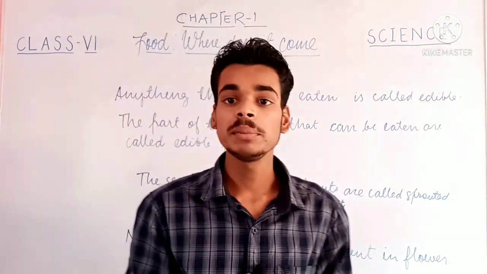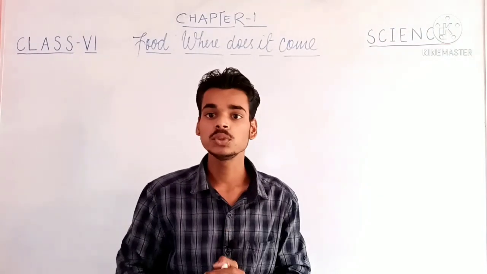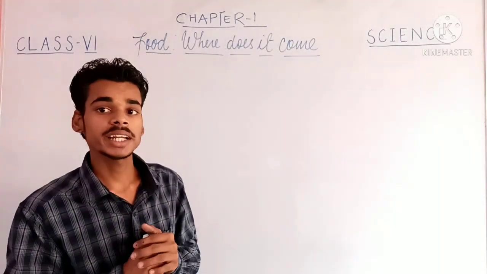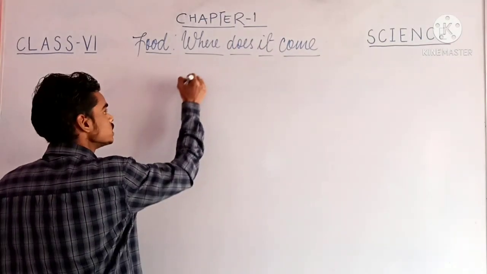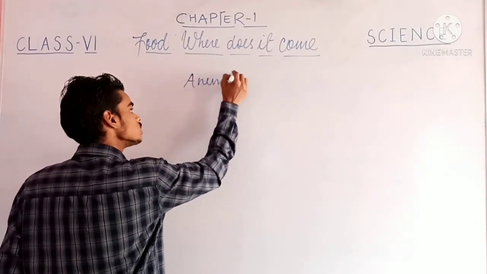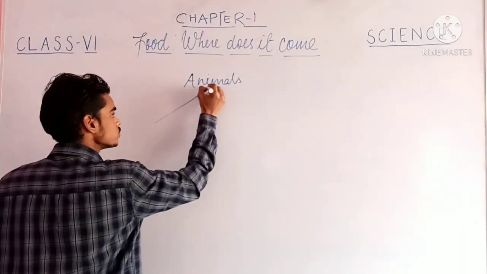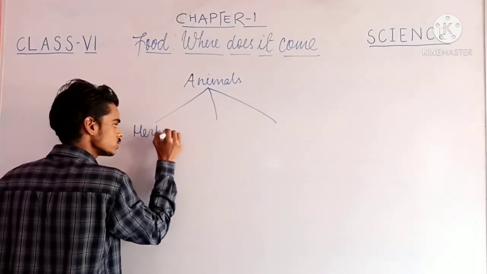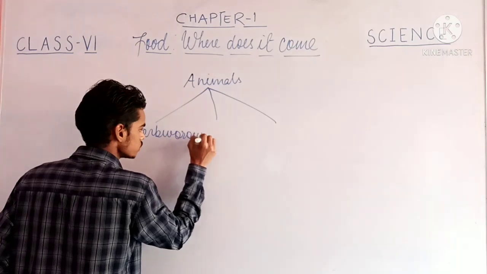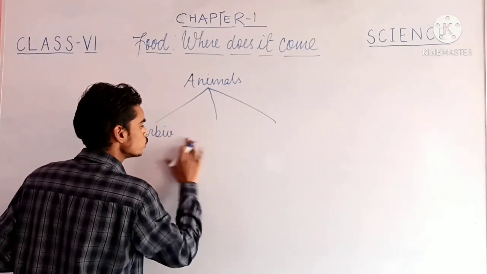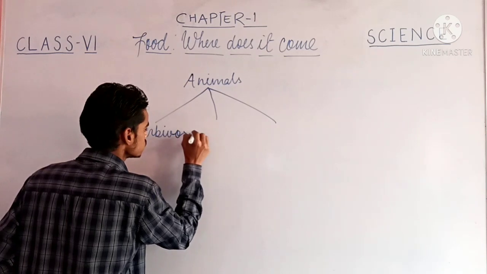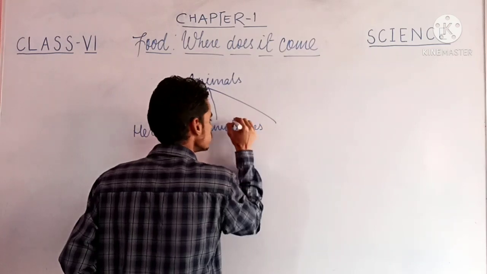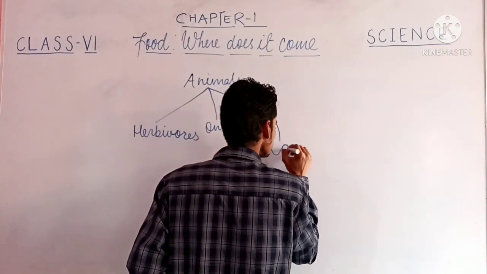Now we are moving to the food habits of animals. On the basis of their food habits, animals are divided into three categories: herbivores, omnivores, and carnivores.